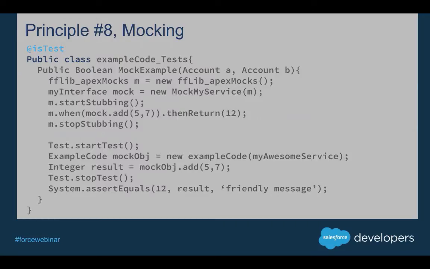So here's some example code on mocking. This is sort of the mechanics of how we do what we're going to do. If you look here, we have our example code tests class, and we have one test method, the mock example. It takes two accounts as parameters, and the first five lines or so are creating the mock object and specifying what we want to happen.